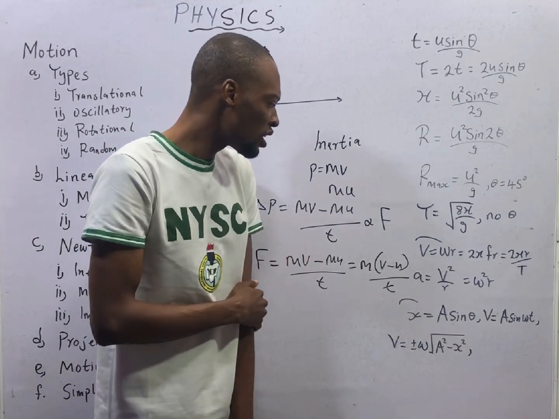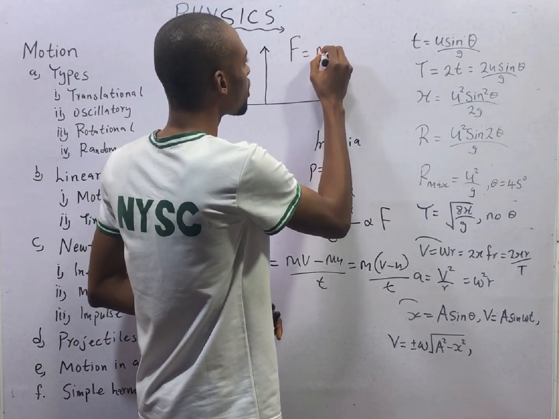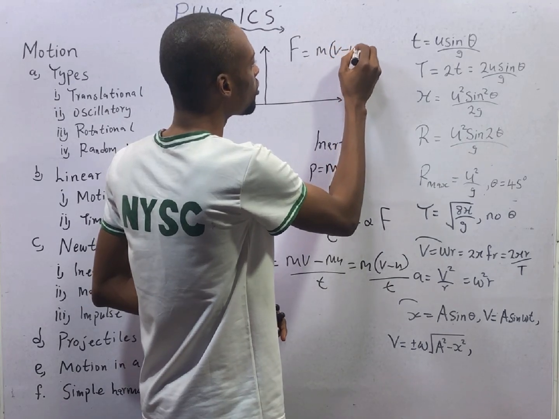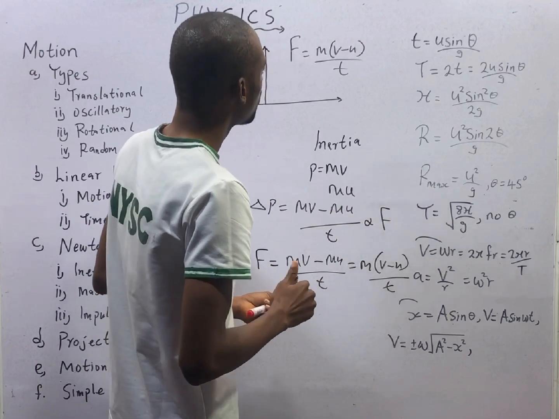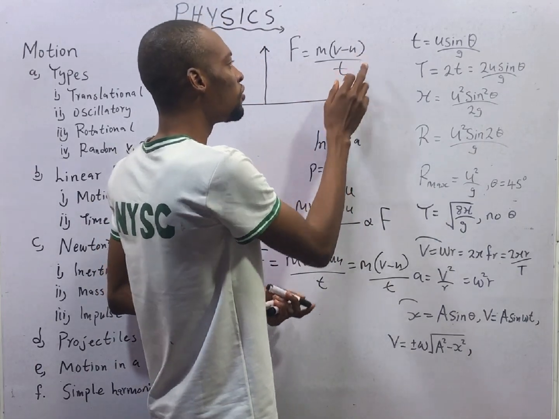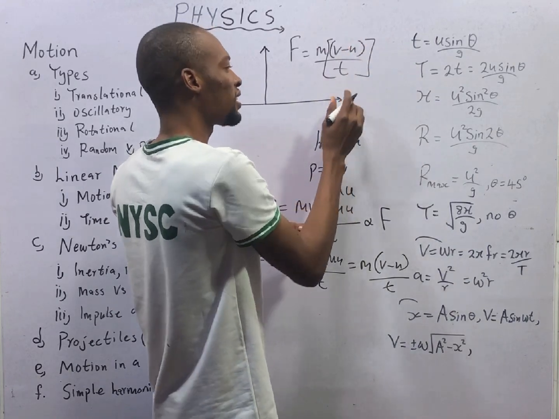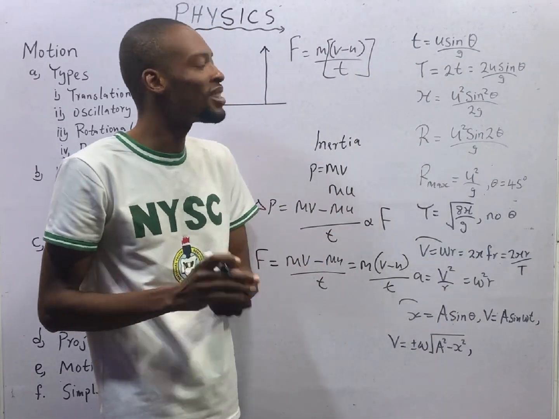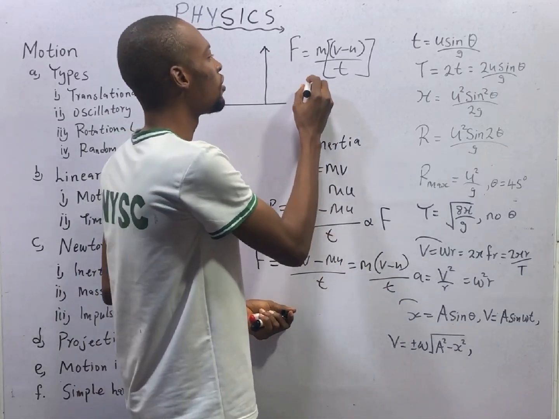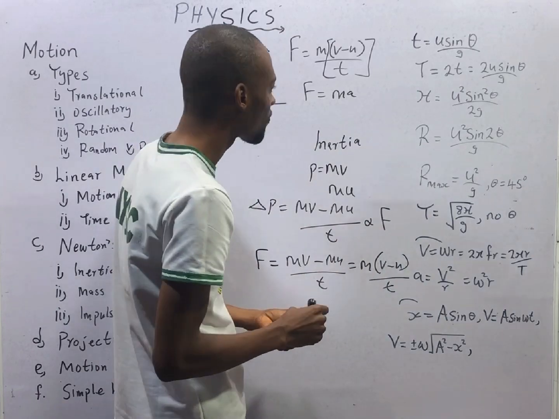Now, from this law, if you are very smart, you see something. If F is equal to m(v minus u) over time, then (v minus u) over time is change in velocity over time. And what is change in velocity over time? Change in velocity over time is acceleration. Therefore, force is equal to mass times acceleration.